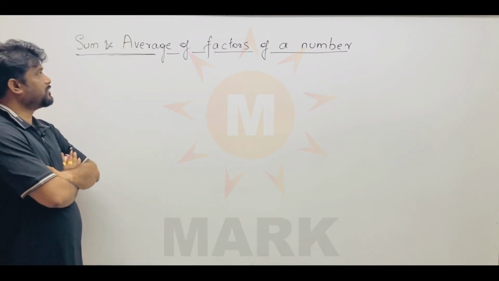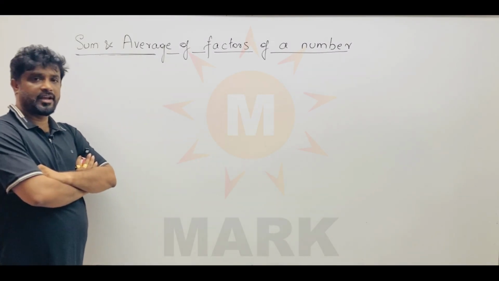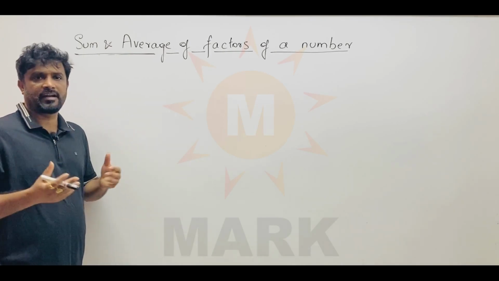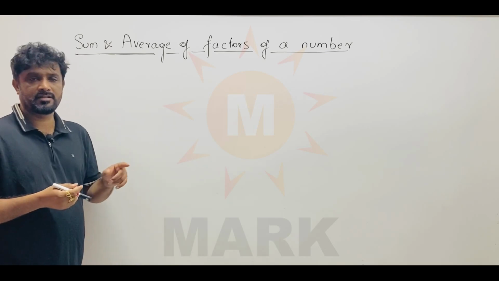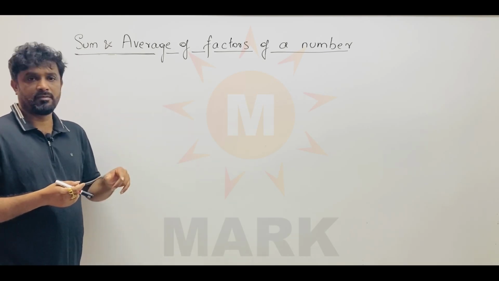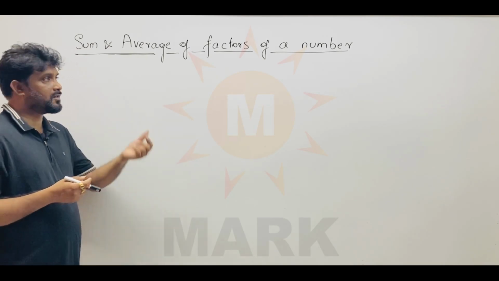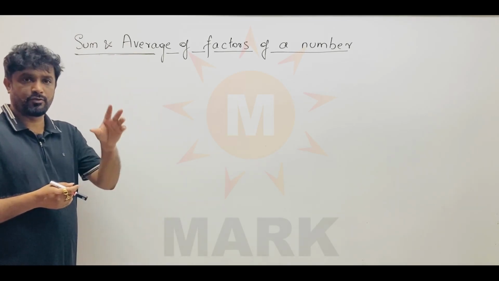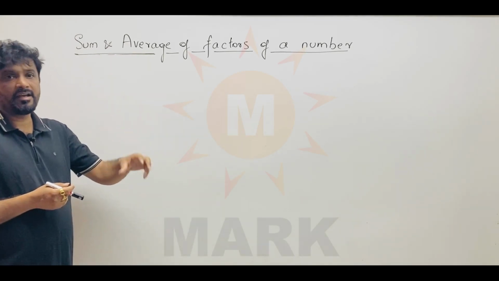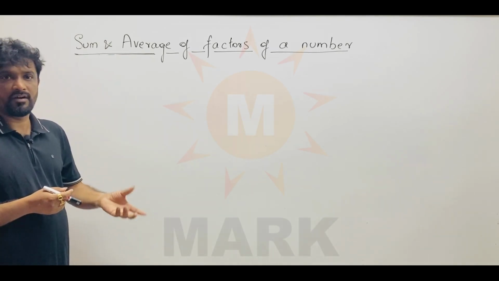My dear friends, based on the knowledge that we have gained from finding the total number of factors, the number of factors which are even numbers, and the number of factors which are odd numbers, we'll extend the topic to this topic: sum and average of factors of a number. We'll find the sum of those factors and we'll also find the average of the factors of a particular number.